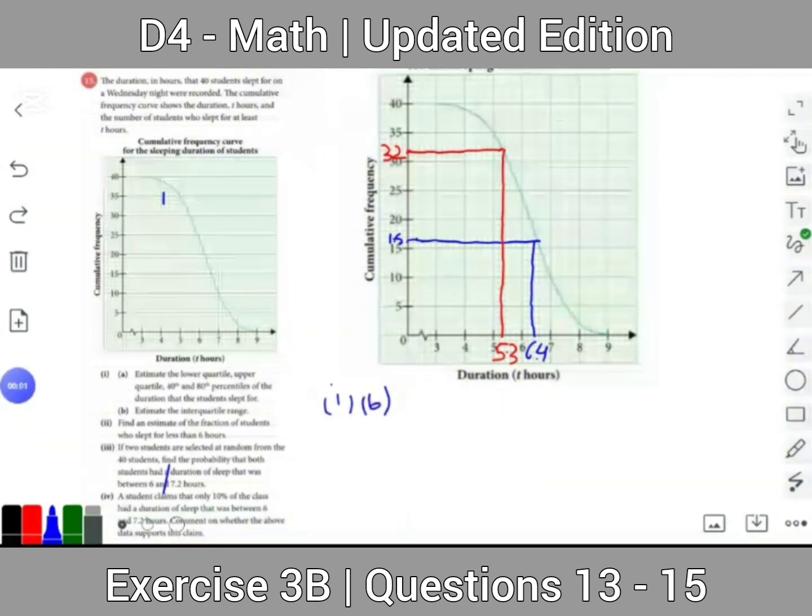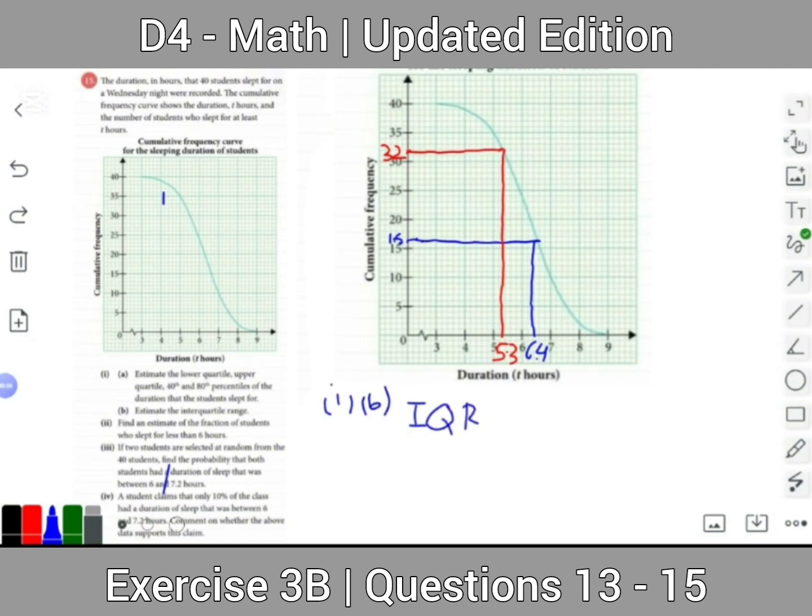For part 1b, estimate the interquartile range. So to find the estimated value of the interquartile range, we will use the formula Q3 minus Q1, and since we have found the estimated values, those are 7 minus 5.5, so the estimated value of the interquartile range will be equal to 1.5 hours.